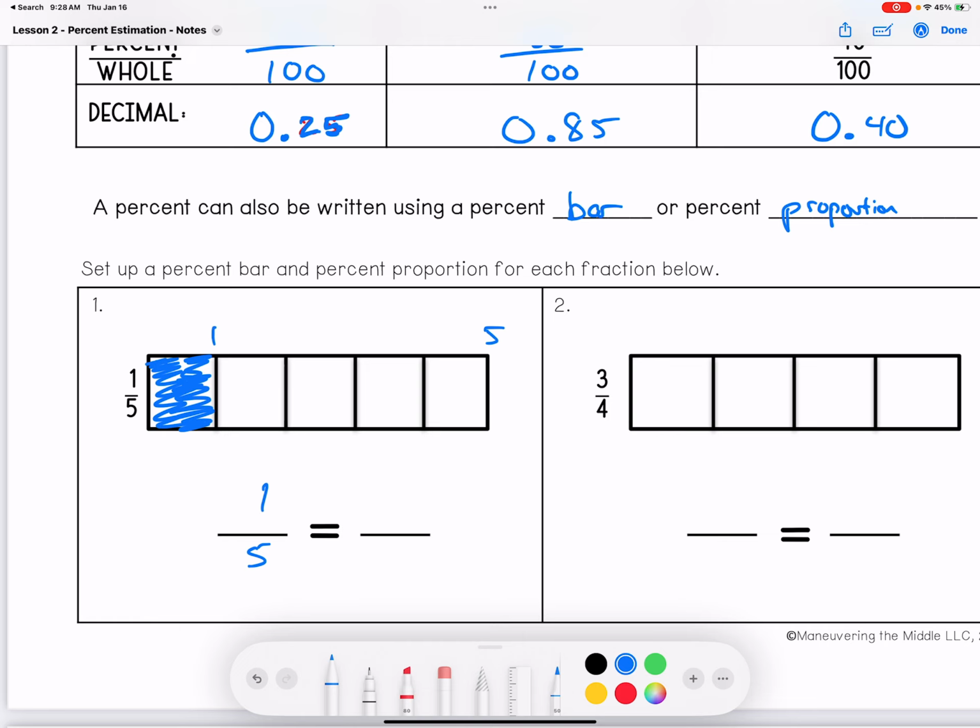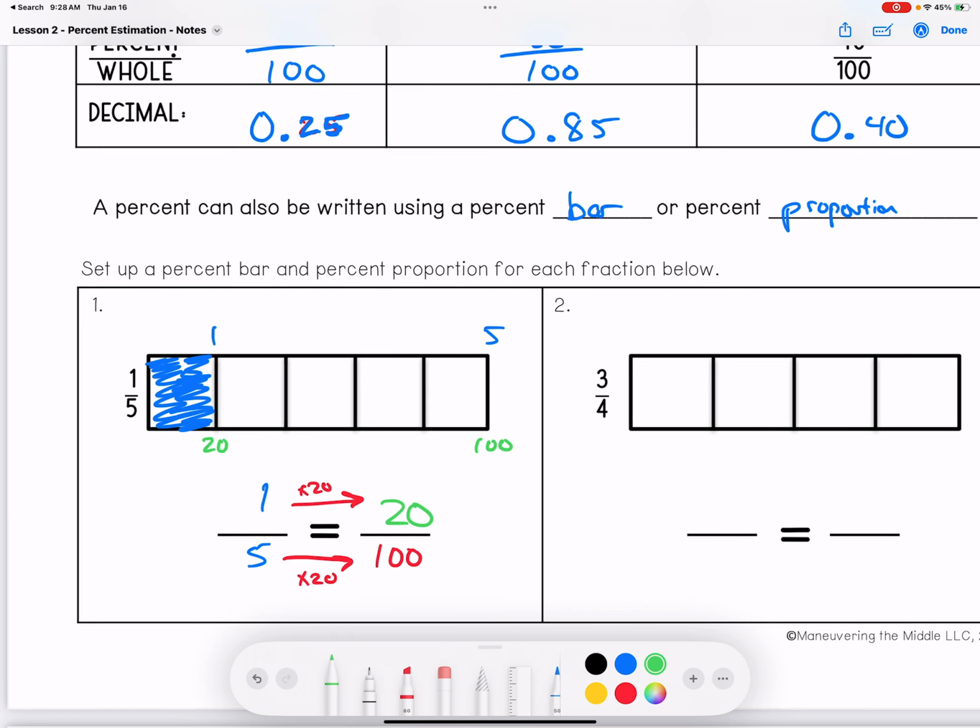All right, how do we know that? We know that this bottom number is always going to be 100 because we're talking about percents. So how did we go from 5 to 100? We multiplied by 20. So you're going to do the same thing to the top, and you're going to get 20. So down here on the bottom, that is 20 of 100.